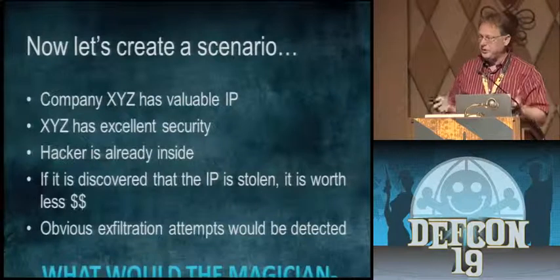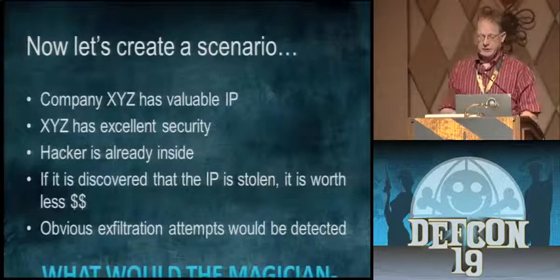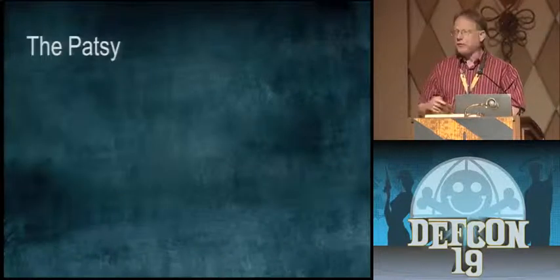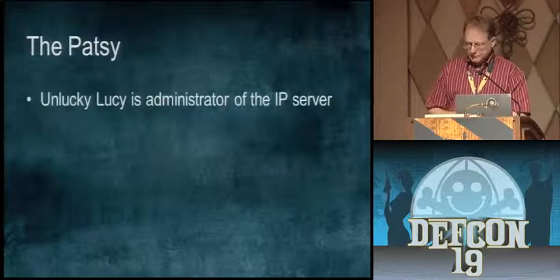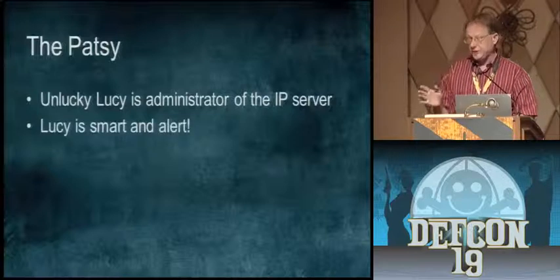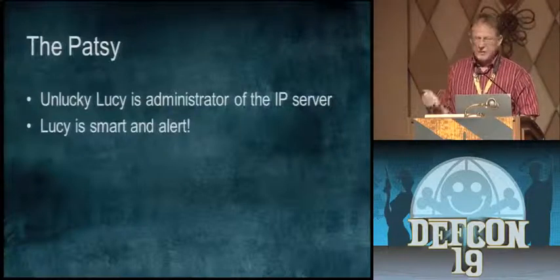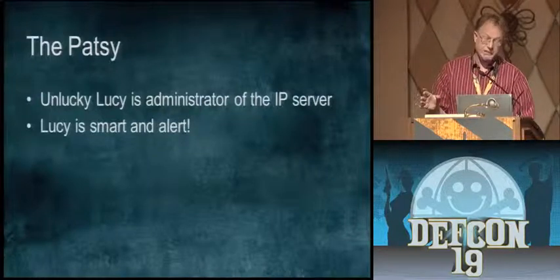So what would the magician hacker do? All right, let me build the scenario a little bit. First, we're going to have a patsy involved. This is Unlucky Lucy. She is the administrator of this server. She's responsible for it, and she's smart. She's really alert. If anything strange happened, she'd detect it. She'd make sure it got stopped.